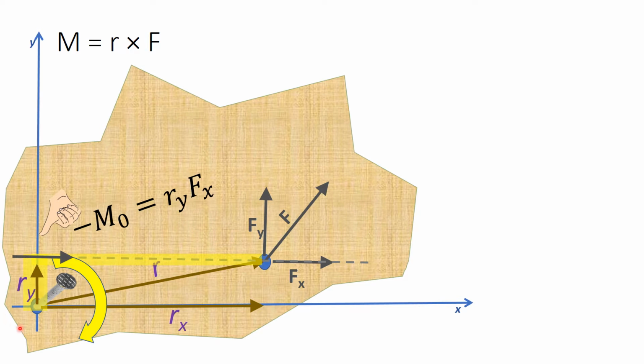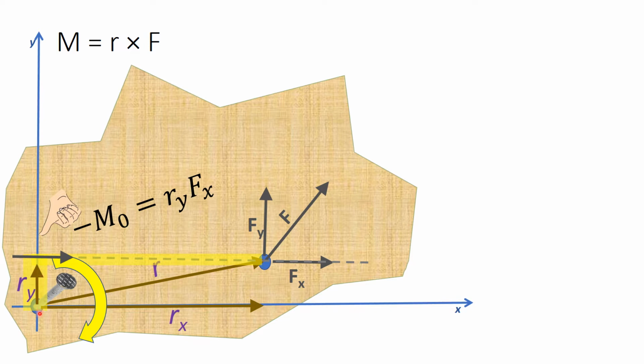Here's another combination. If we look at the y component of our position vector, and we combine that with the x component of our force. And I know the x component is way over here. What we're really interested in is the line of action of the force. So it doesn't matter that the force is all the way to the right. It could have been all the way to the left. It's the distance from the axis to the line of action of the force.